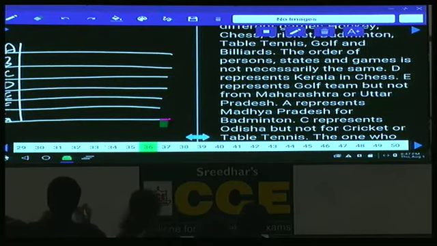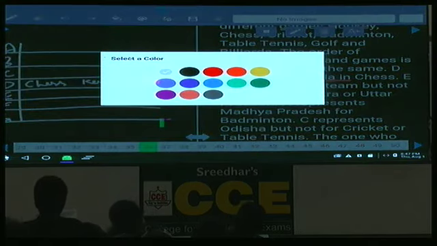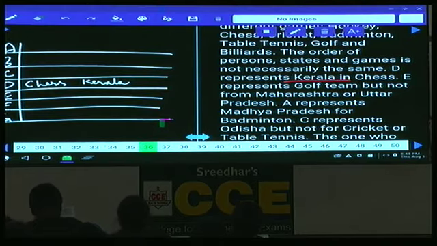And next one, D represents Kerala in chess. D, chess, and what is the state we have? Kerala. D, chess and Kerala. Then what is the next information?